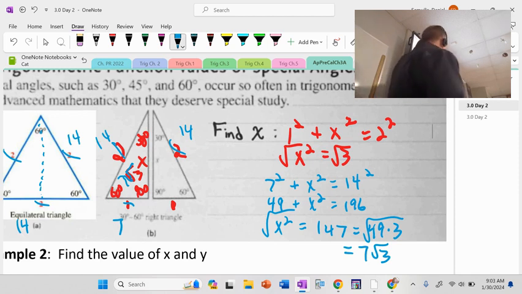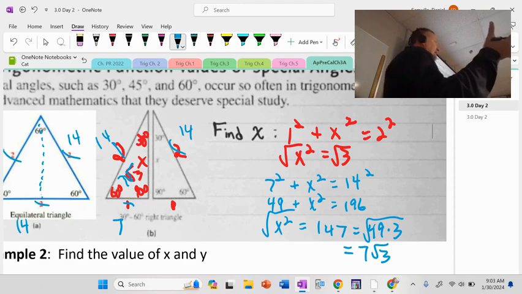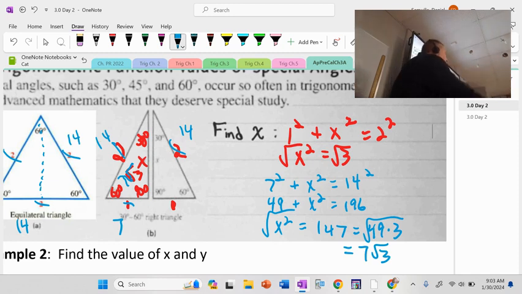What if I made this 18? Then what would this be? What would this be, everyone? 9. This is what was missed last hour. I don't know what happened. Then what do you think's going to happen here, everybody? 9 root 3. If this was 20, this would be 10. Guess what this would be? 10 root 3.